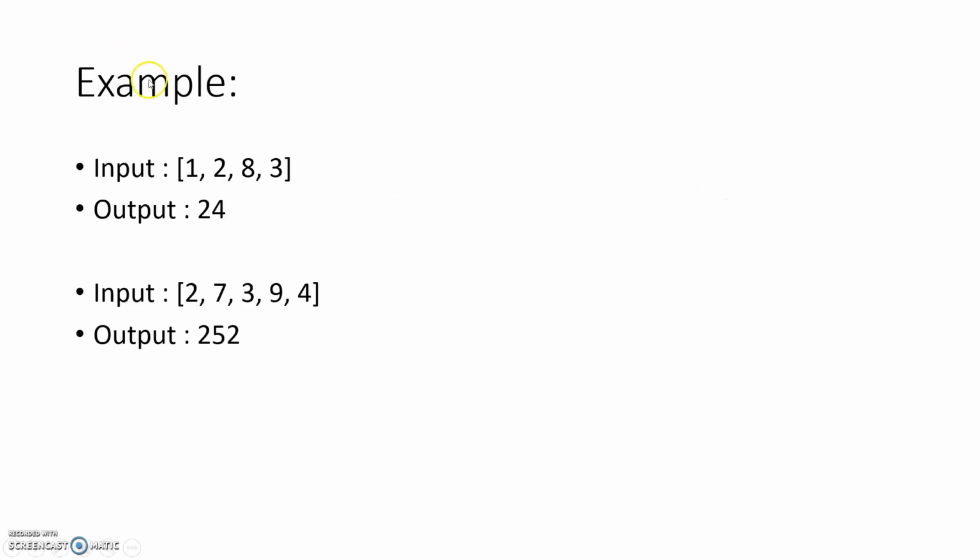Like see here, if the input is 1, 2, 8, 3, the output should be 24. The output is basically the LCM of 1, 2, 8 and 3. If the input is 2, 7, 3, 9, 4, the output is 252.